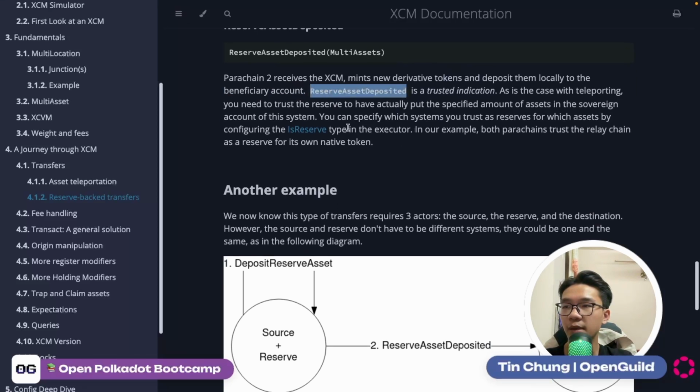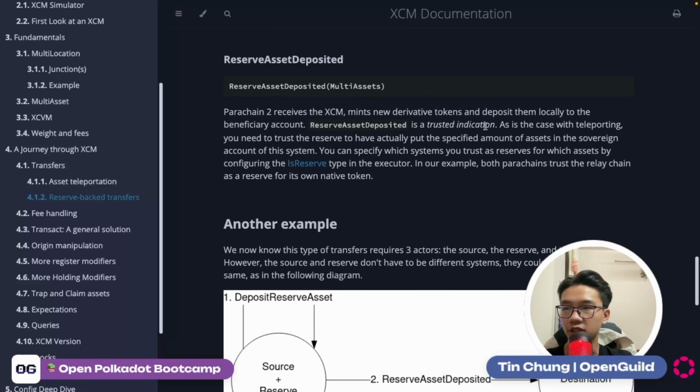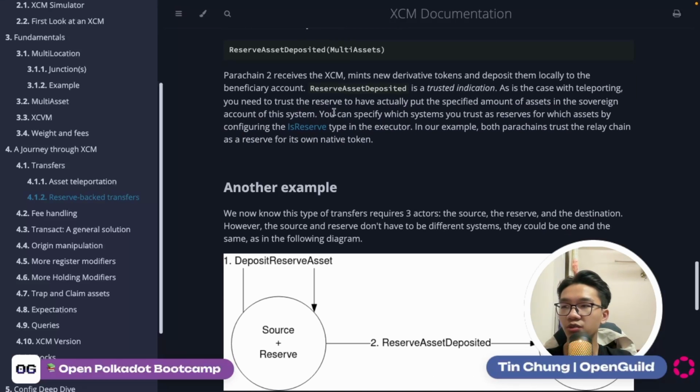The reserve asset deposited is adjusted indications. As is the case with teleporting, you need to trust the reserve to have actually put the specified amount of asset in the sovereign account of the system. So you can specify which system you trust as reserve for which asset by configuring the IsReserve type in the executor. So even though it also reduces the trust between the source chain and the destination chain.